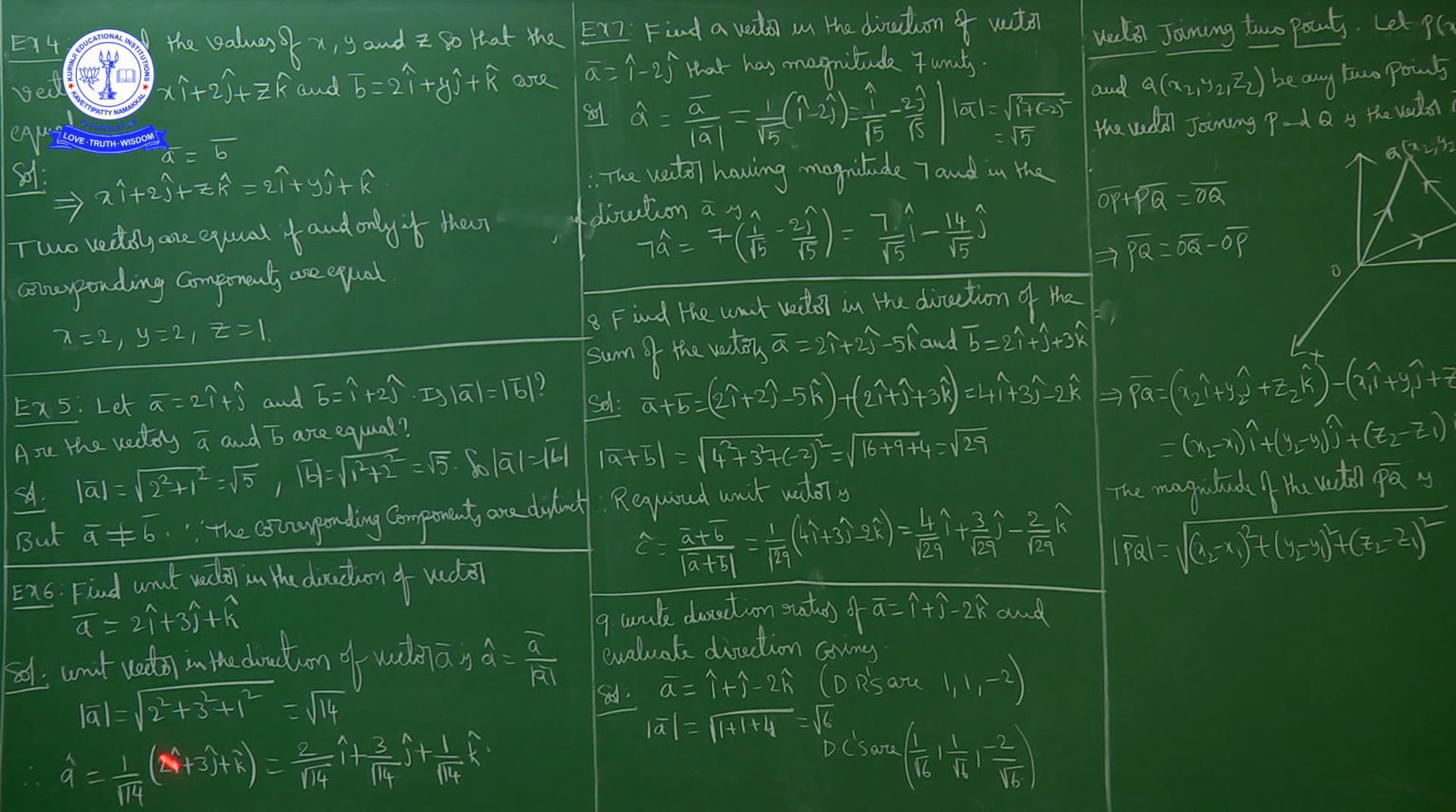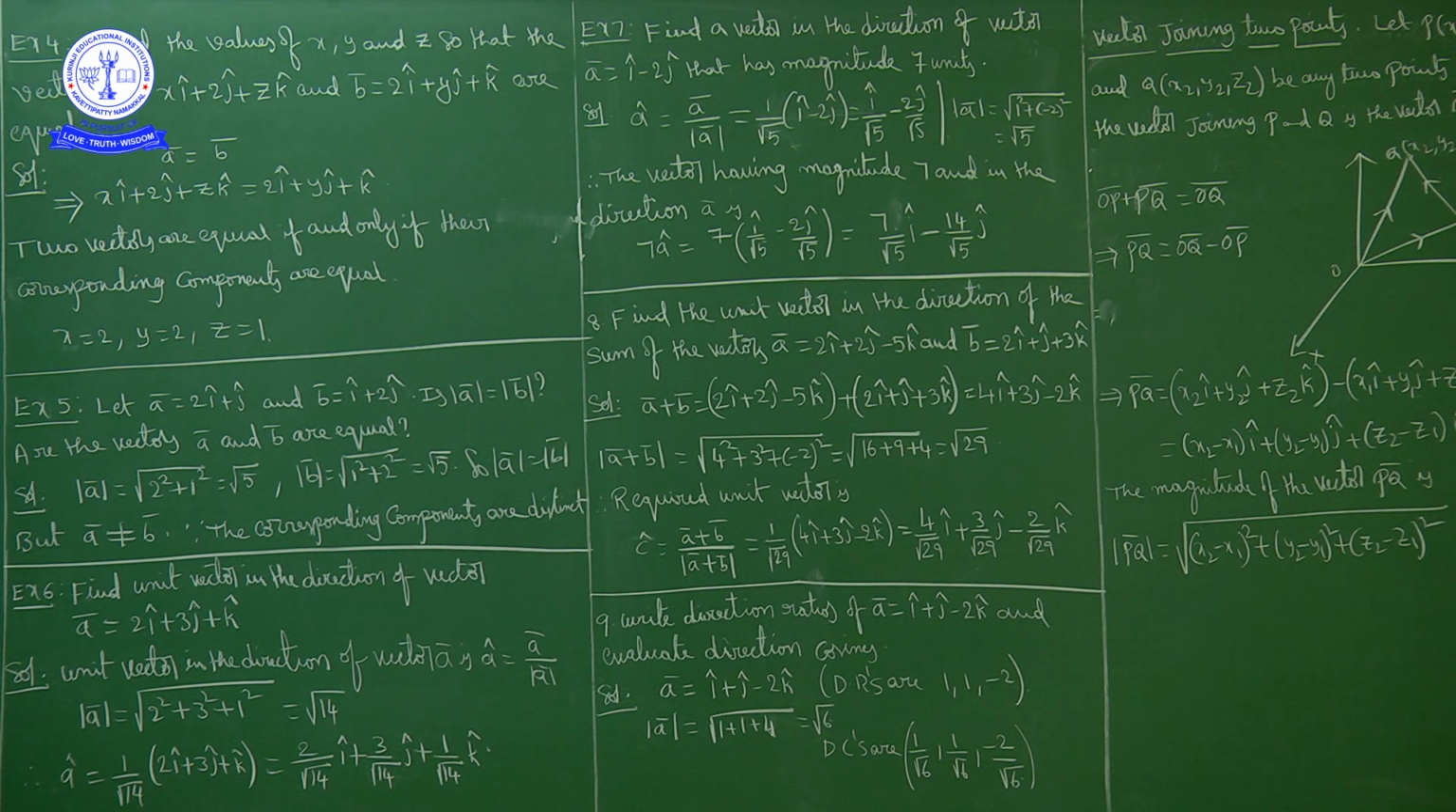So a cap is equal to a bar by magnitude of a bar. So a bar is 2i cap plus 3j cap plus k cap upon square root of 14. So 2 by root 14 i cap plus 3 by root 14 j cap plus 1 by root 14 k cap. If you take the magnitude of this vector, it is 1. Unit vector is a vector of magnitude 1 unit. This is a unit vector. Unit vector means simply divide the given vector by its magnitude, and you will get a unit vector.